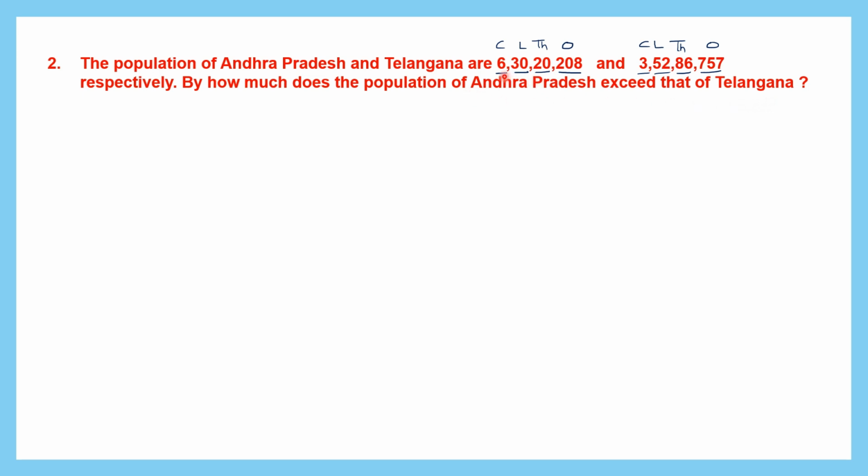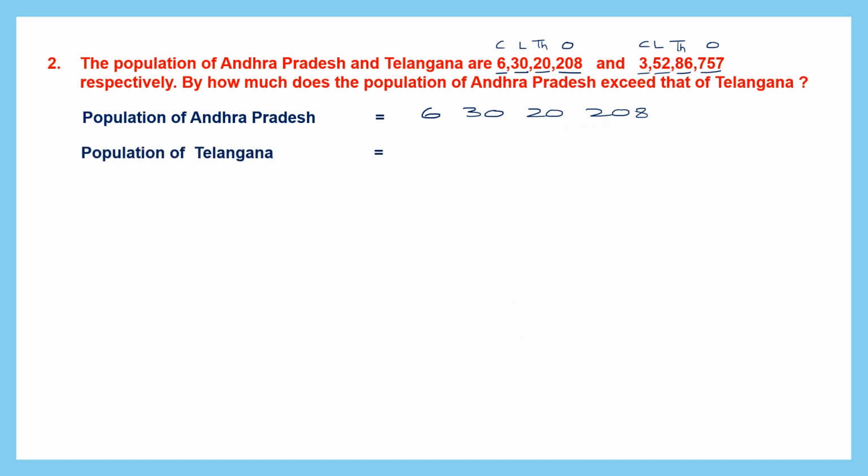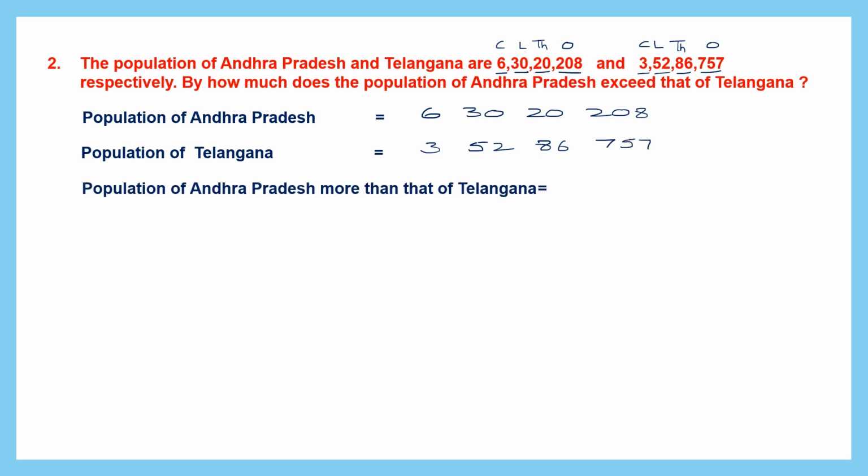That means, as you can see, the population of Andhra Pradesh is more than that of Telangana, isn't it? By how much is it more? That is the question. So let's begin our statement by saying population of Andhra Pradesh first, and that is 6 crore 30 lakh 20,208. Now when you write numbers, you can either put commas or you can leave space after each period like this. Now the next one is population of Telangana, that is 3 crore 52 lakh 86,757. Now we have to find out population of Andhra Pradesh, how much is it more than that of Telangana?